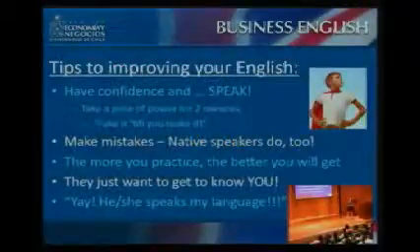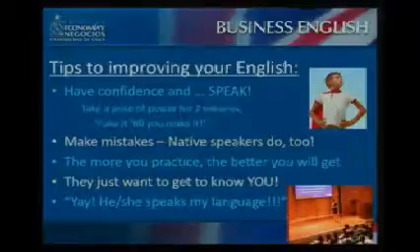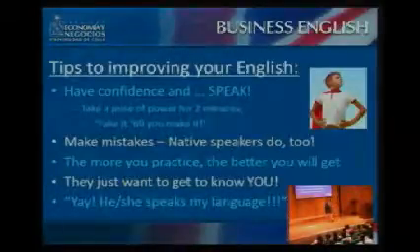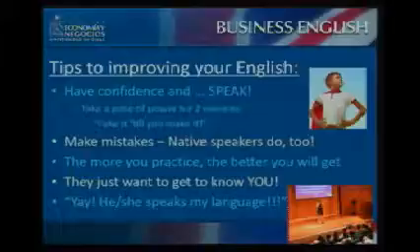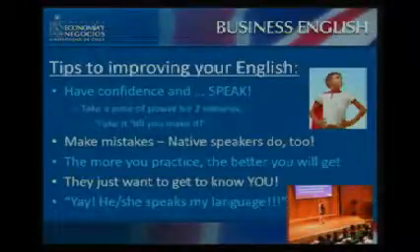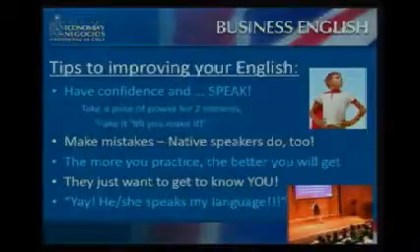Anyway, other tips to improving your English. Have confidence, guys. You can do this. Just talk. Just speak. Just practice. Get out there. Has anyone heard of the power pose? No? Yay! A few people. I'm going to tell you about this really amazing, scientifically proven to be effective thing.